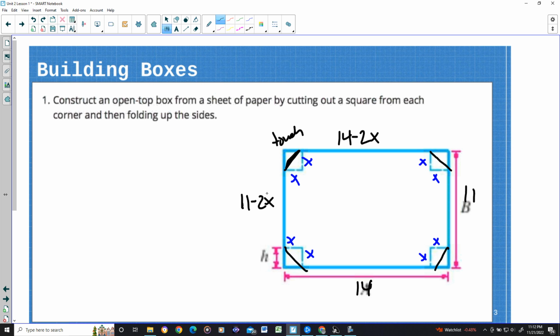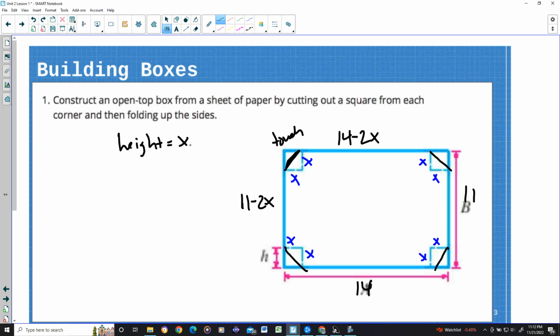And then how tall is the actual box itself? So if these fold up 90 degrees, then the box is going to end up being x units tall. These x's are going to touch each other, and so that's going to form straight up what the box is. So height equals x.